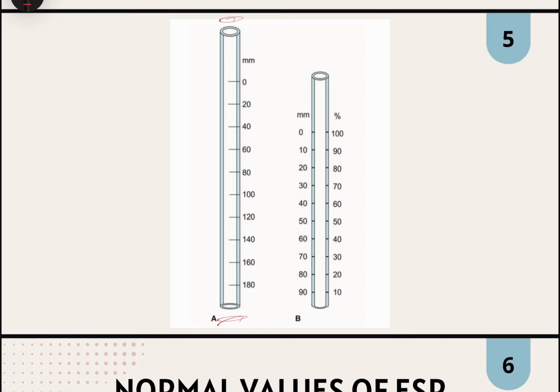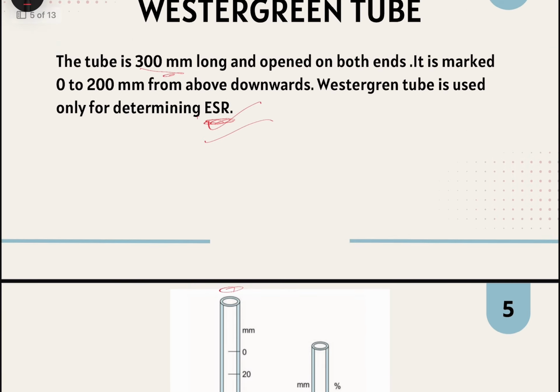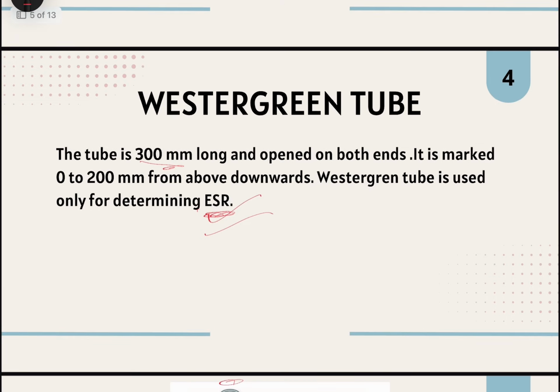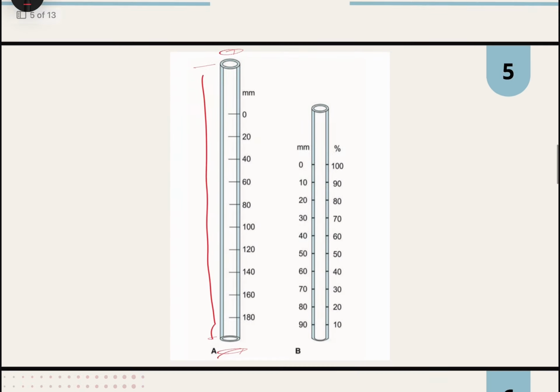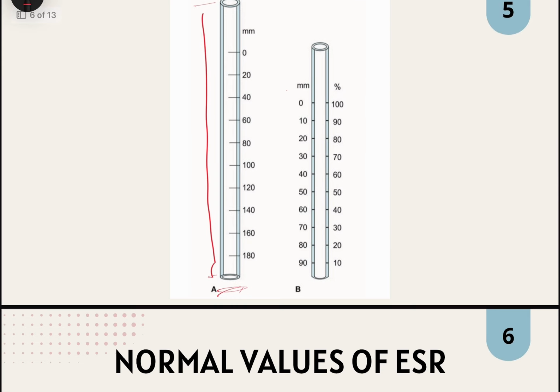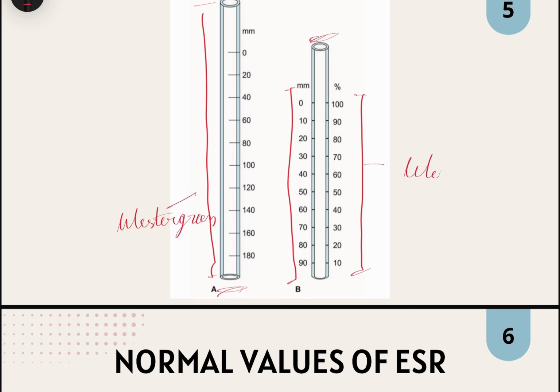So it's the Westergren's tube or pipette, and as mentioned it is 300 mm long in total, with markings of 0 to 200 mm from above downwards. And the Winthrop's tube, as mentioned, is used for determination of both ESR and PCV, so that is why we can see there are two scales. This one is for the ESR and the other one for the packed cell volume, which is expressed in percentages, and it is opened on one side. So this one is the Westergren's pipette or tube, and this one is the Winthrop's pipette or tube.